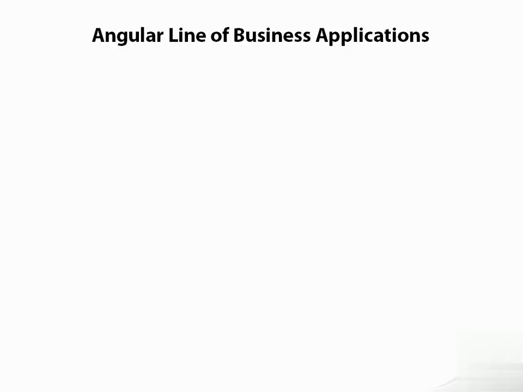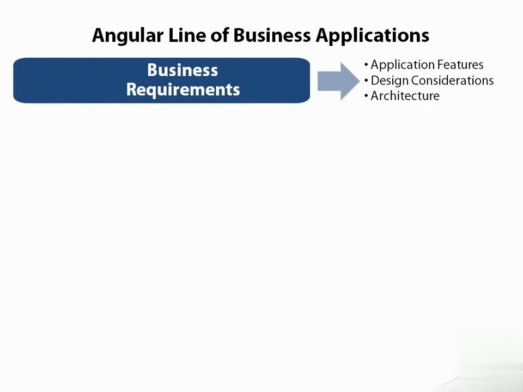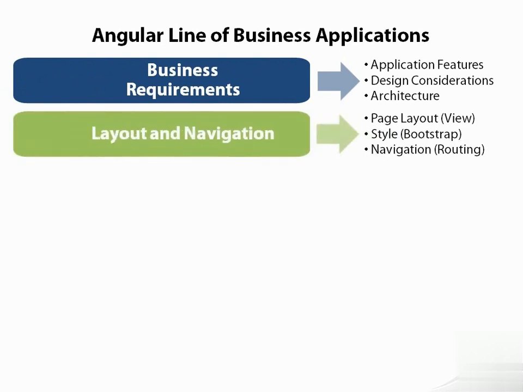At the beginning of this course, we identified a set of tasks for building a line of business application with Angular. We looked at the business requirements and turned those requirements into application features. We laid out views for the user interface of the application and used Bootstrap to give them some style. We used Angular's $state provider service to define routing states for navigation between the pages.